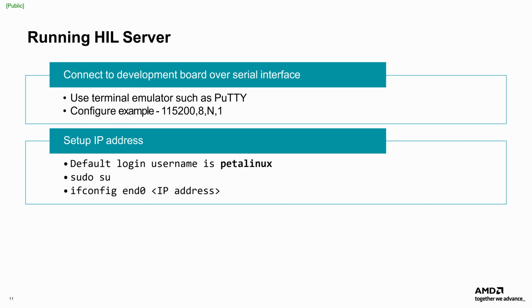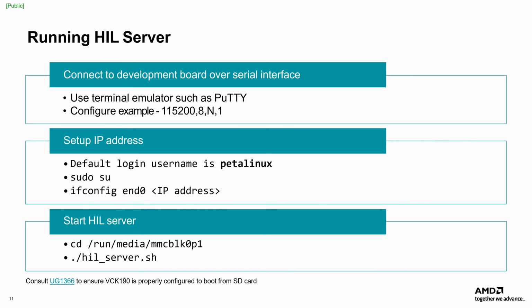From there, switching to the root user allows administrative access for configuring the environment. Next, the board is connected to the host system through an Ethernet link, either directly or through a local network. If required, network settings such as the IP address can be configured. Once the connection is established, navigating to the SD card directory and launching the HIL_server.sh script starts the HIL server on the board.